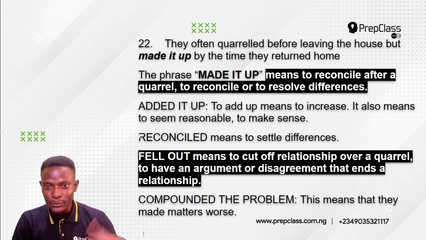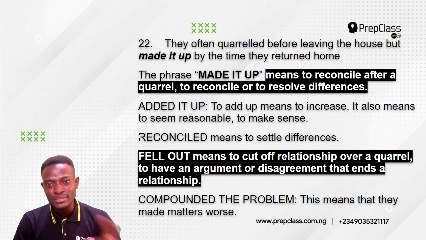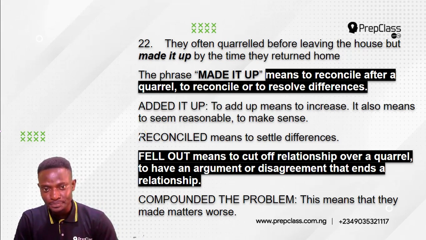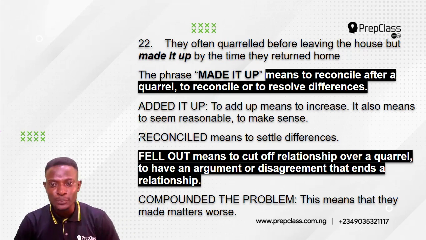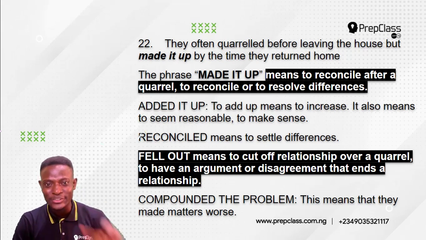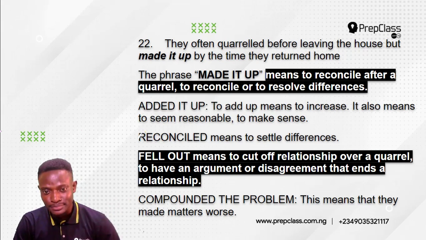Now, option B, reconciled. Reconciled means to settle differences. Reconciled is a synonym for made it up. Option C, fell out. Fell out means to cut off relationship over a quarrel, to have an argument or disagreement that ends a relationship. Option D, compounded the problem. This means that they made matters worse.